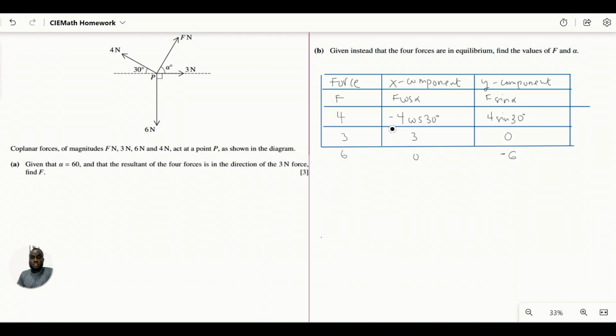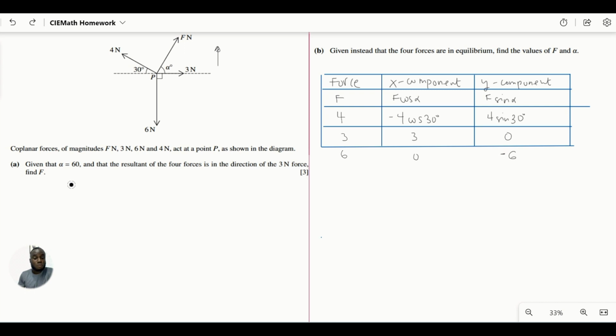So if you realize, you see that I have negative indicated in front of some of the components, implying that they are acting in a direction opposite to what I consider as positive. For instance, I took this positive direction, and that's how come the 6 Newton force acting vertically downwards has a negative y component. Now, from the statement given here, if the net force of these four forces is acting in the direction of the 3 Newton force, we're going to calculate the value of F.